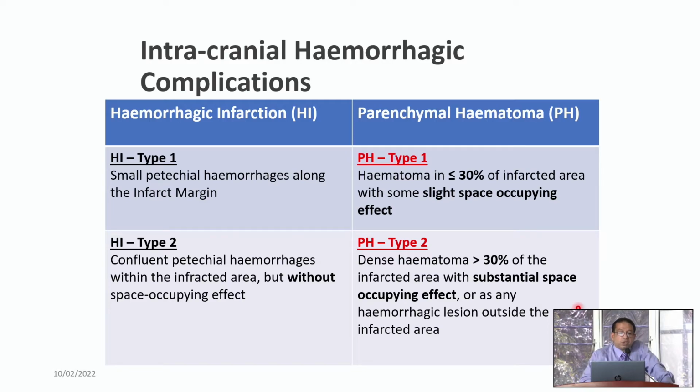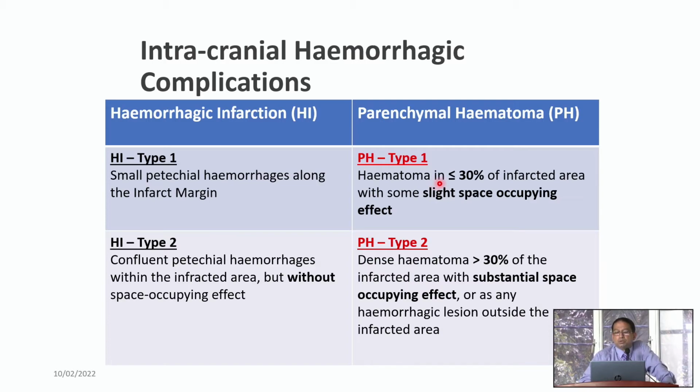So the different types of hemorrhagic changes you can see is most commonly the hemorrhagic infarction, which has two types. The type 1 is small petechial hemorrhages. I'll show you the images along the infarct margin, and otherwise you get the type 2 where they are confluent petechial hemorrhages. Then the parenchymal hemorrhages, which are more what we call disabling to the patient.